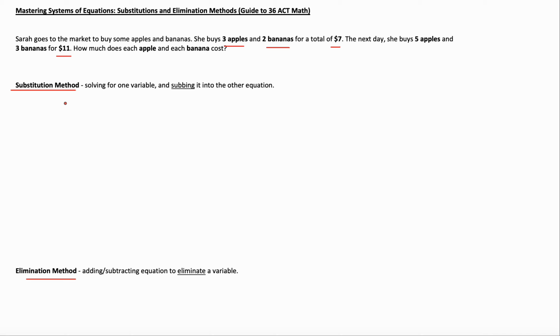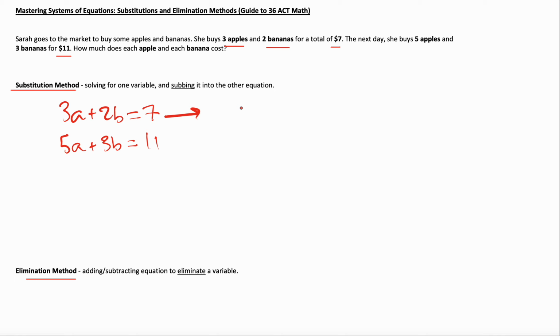So we know that if you go to the store, you buy 3 apples and you buy 2 bananas, that's going to cost you 7. If you buy 5 apples and you buy 3 bananas, that's going to cost you 11. So now that we have this in mathematical speak, we can use this first method called substitution, solving for one variable and subbing it into the other equation.